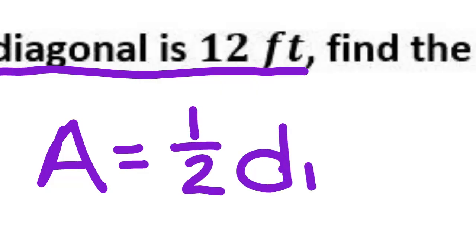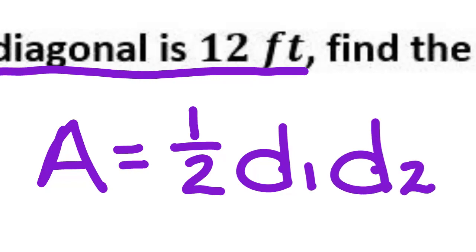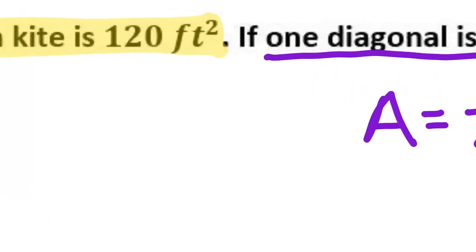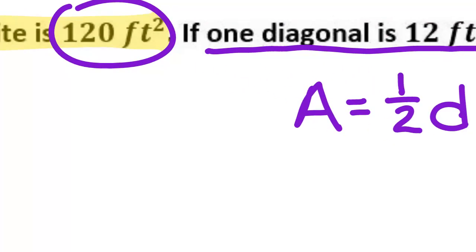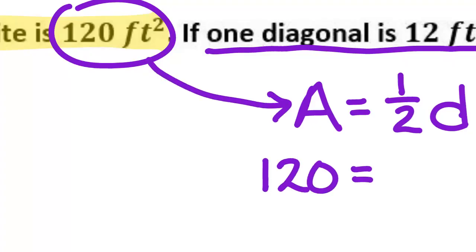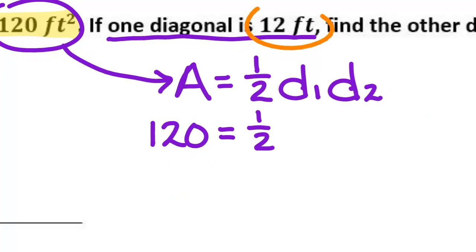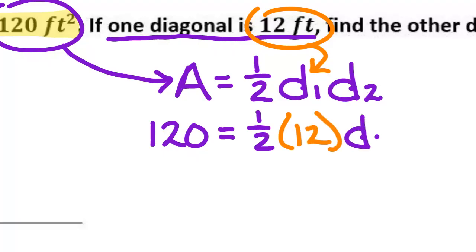1/2 diagonal 1 times diagonal 2. Yes. That also works for what other shape? Not just a kite, but a rhombus. Absolutely correct. All right, so we're going to take this 120. It's going to take the place of A. So I have 120 equals 1/2. In the place of the first diagonal, I'm going to put the 12 feet. And then the other one we just leave as a variable, diagonal 2.